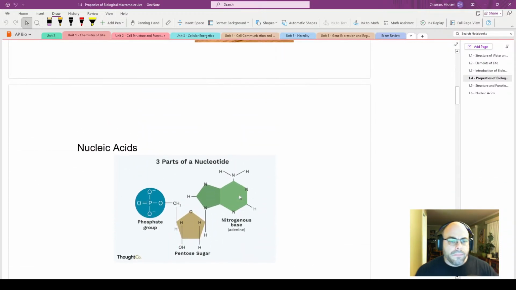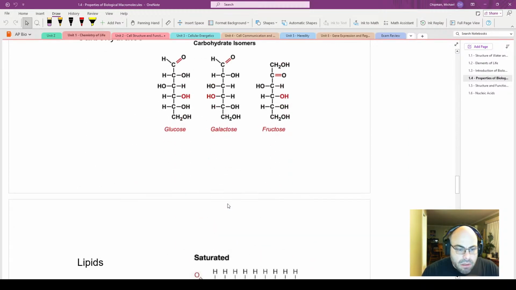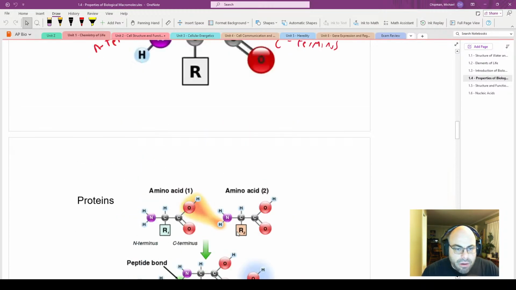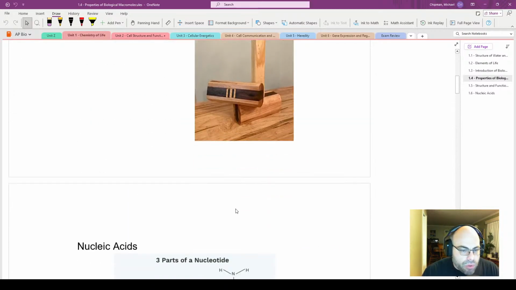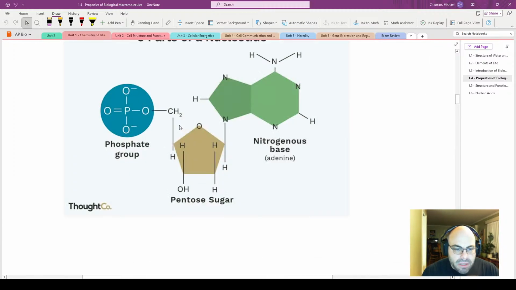Okay, here we go. There's 4. There's nucleic acids, proteins, carbs, and lipids. How do you know what you're looking at? It's a couple rules of thumb. Nucleic acids are easy because they always look like this every single time.